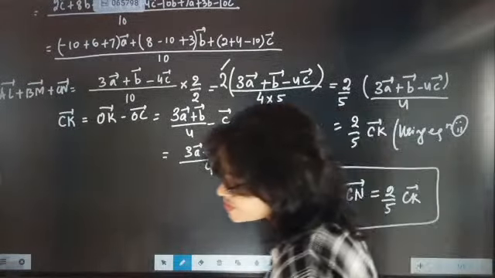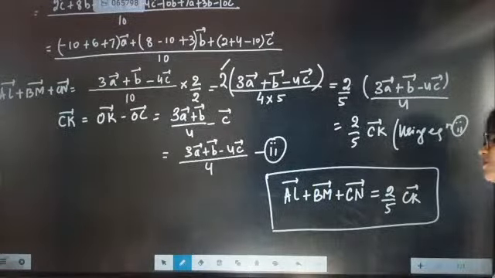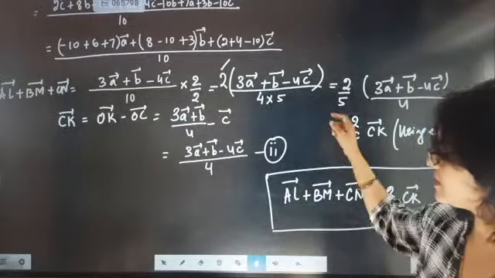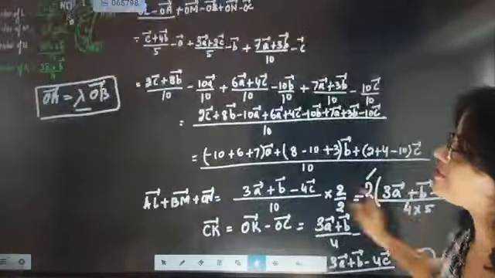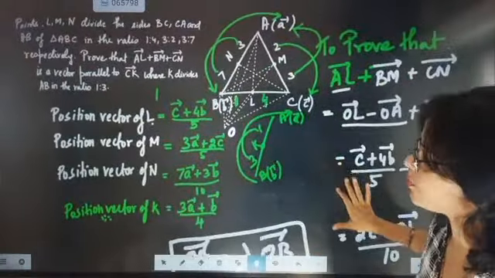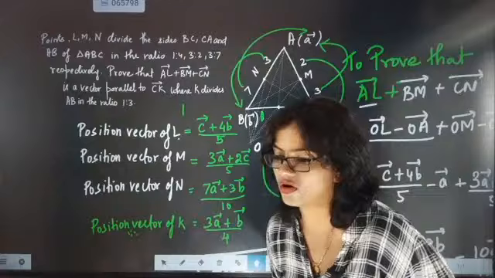So 2 by 5 CK vector. Did you understand or not? This part, understood by everyone? Come on, quickly tell me. Did you understand how to solve this question? I did nothing special here from the beginning. My first priority was writing the content to the point. So how to write the content to the point? I connected everything with the origin.